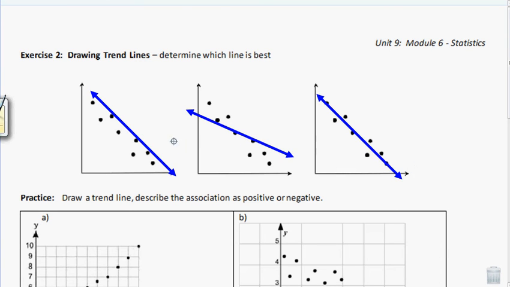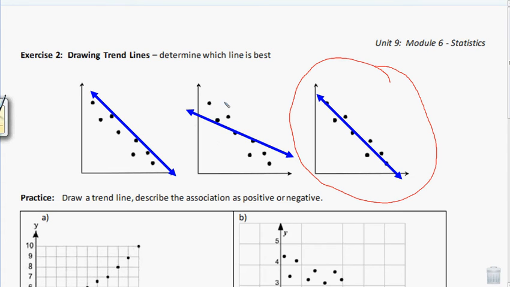So would it be choice 1, choice 2, or choice 3? I'm hoping you all think choice 3. In choice 1, my line followed the path of the points, but I didn't have the same number of points on each side of the line. There are no points on this side, so this line is not in a correct spot.